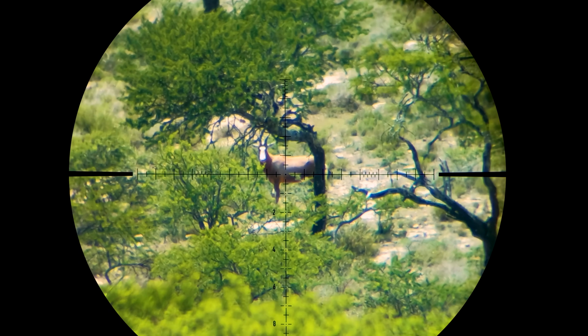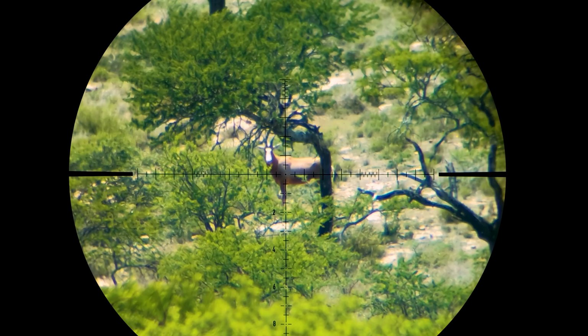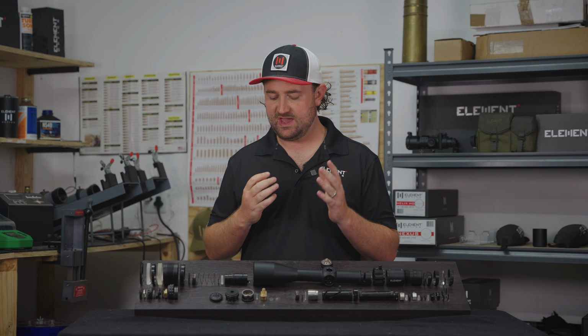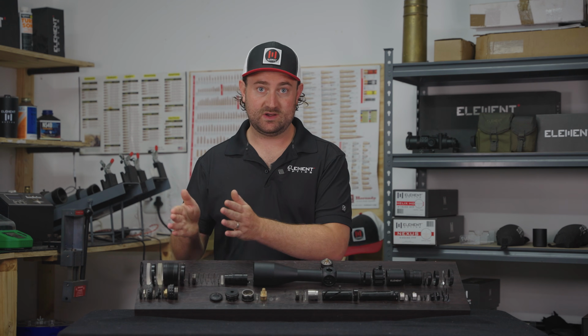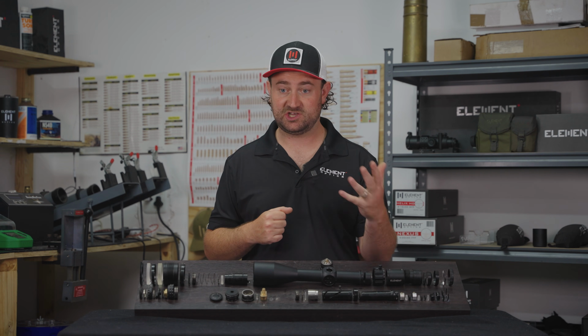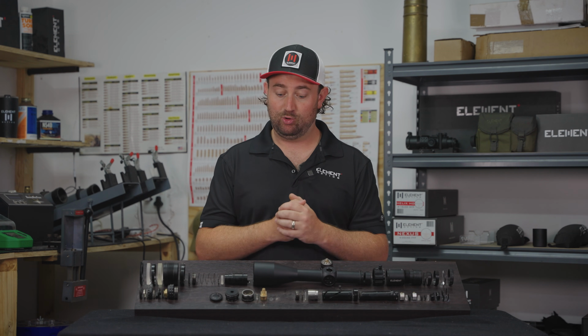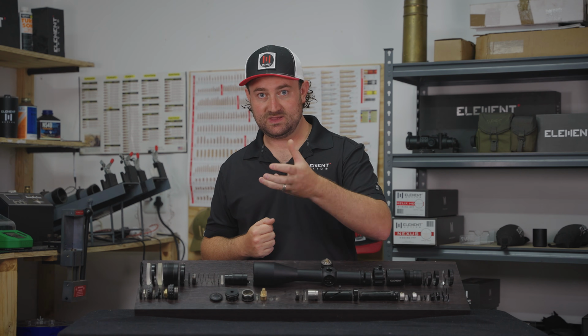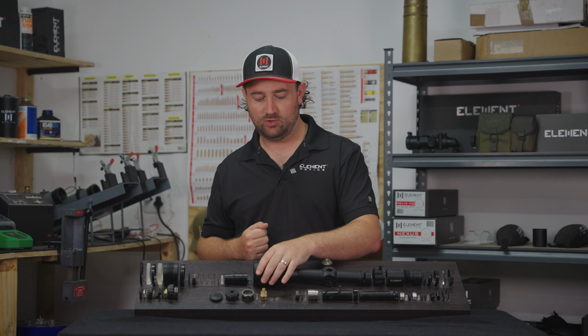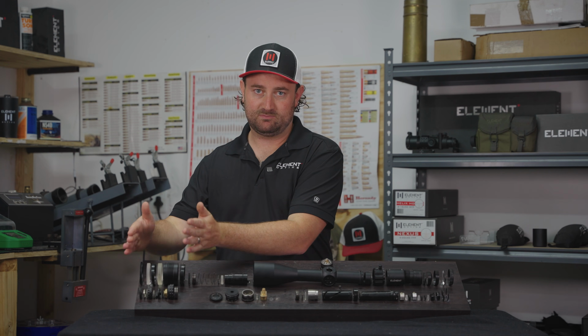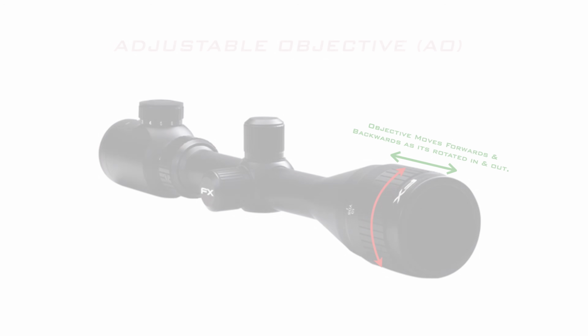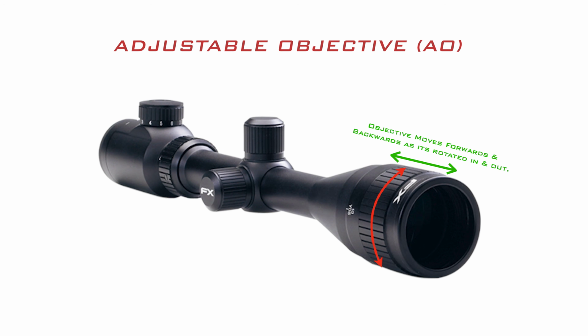The first way to correct for this, and the easiest way, is to have an adjustable objective lens that can shift forward and backwards. You may have seen the term adjustable objective, and basically all that is a knurled dowel on the front of your objective that you can turn forward and backwards, that shifts the entire objective assembly and changes the distance between the objective and where your reticle is.